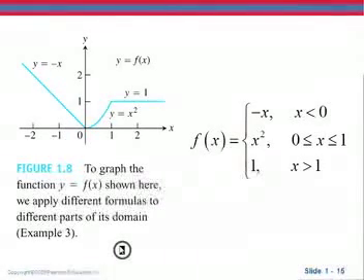This graph is actually defined in 3 different pieces. All the x's less than 0 go into the function f of x equals negative x. All of the x's between 0 and 1 inclusive go into the function f of x equals x squared. All of the x's greater than 1 go into the function f of x equals 1. So the graph appears to be parts of 3 functions joined together.